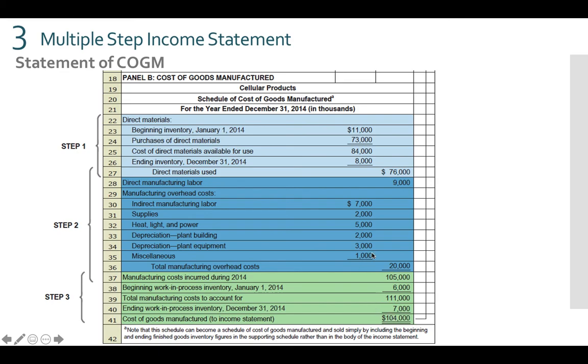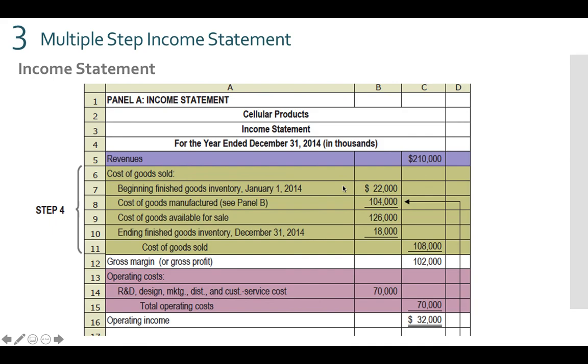So the logic here is that we got the manufacturing cost in 2014, and then we add the beginning work in process inventory at the beginning of the year, and then we subtract the ending work in process inventory. Thus, we get the number of cost of goods manufactured in the year. And then this number, 104, will go into the income statement to get the cost of goods available for sale. So beginning finished goods plus cost of goods manufactured, we will get cost of goods available for sale.